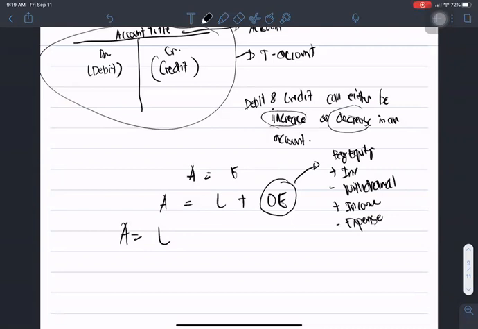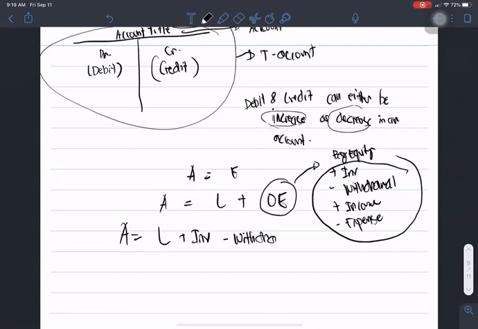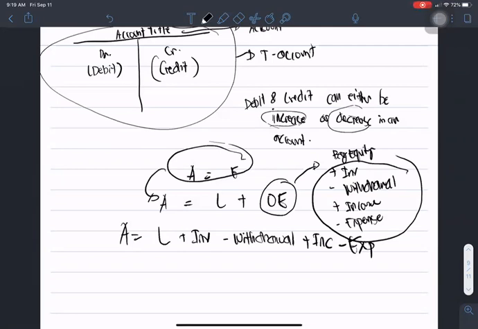Okay. So if we try to expand that, what are the items that affect the owner's equity? Investment, withdrawal, income, and expense. So we try to expand owner's equity in this formula. Therefore, we add any investment, we deduct any withdrawal, we add any income, we deduct any expense. Okay, so our main equation, we expand it. Asset is equal to your liabilities plus owner's equity. We expand it further. We have your asset is equal to your liabilities plus investment less withdrawal plus income less expense.